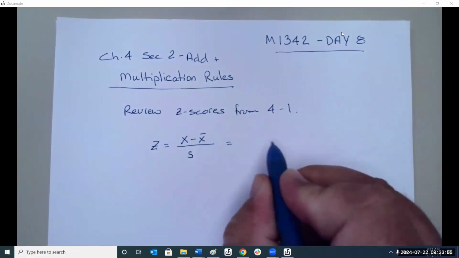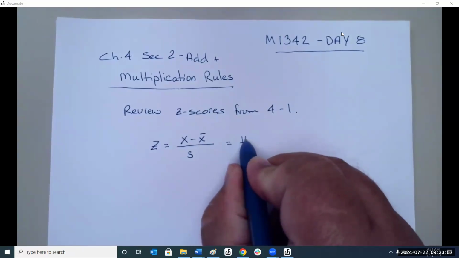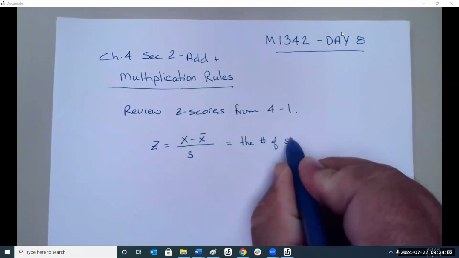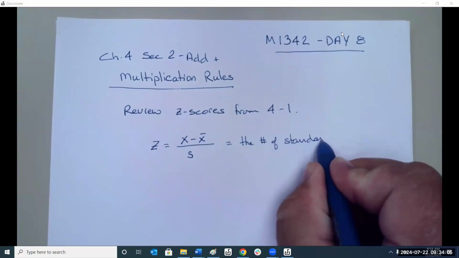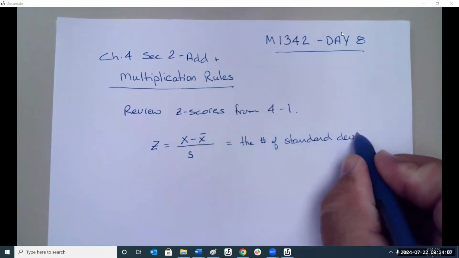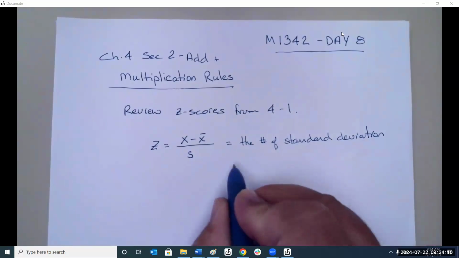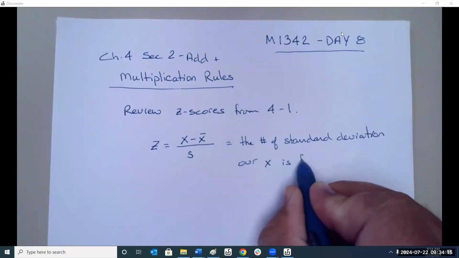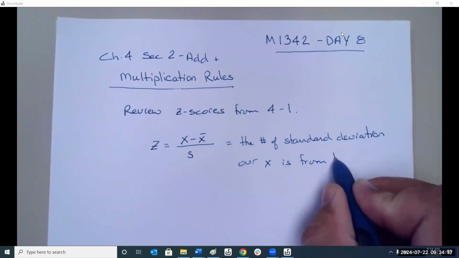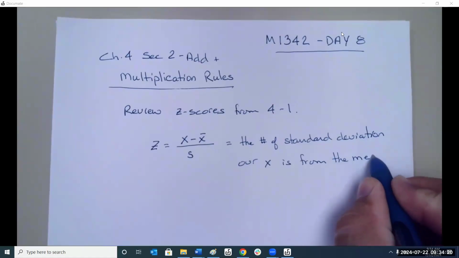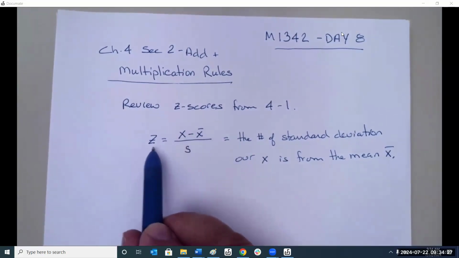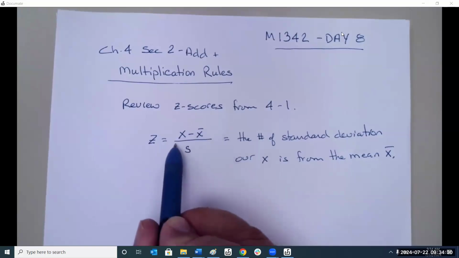And what the Z-score tells us is the number of standard deviations our X is from the mean, X bar. So the formula is Z equals X minus X bar over S.